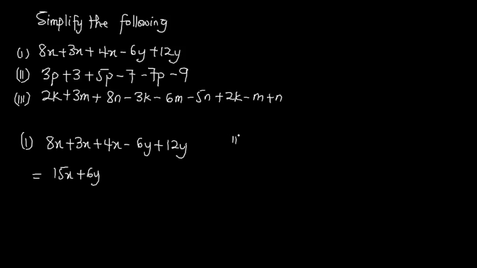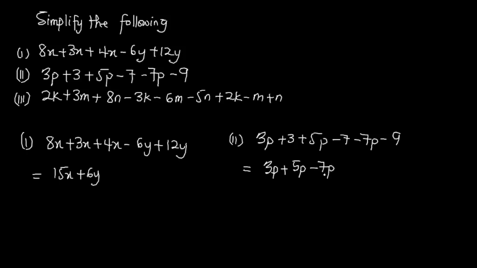Alright, so let's tackle the second question. We have 3p plus 3 plus 5p minus 7 minus 7p minus 9. Okay, so to solve this, we can see that the terms have not been grouped, so we need to first of all group these terms. For us to do that, we group the p terms at one side, so we have 3p plus 5p over here, then minus 7p over here. Then we group the terms that do not have any variable, that is just the numbers. So we have plus 3 minus 7 minus 9.